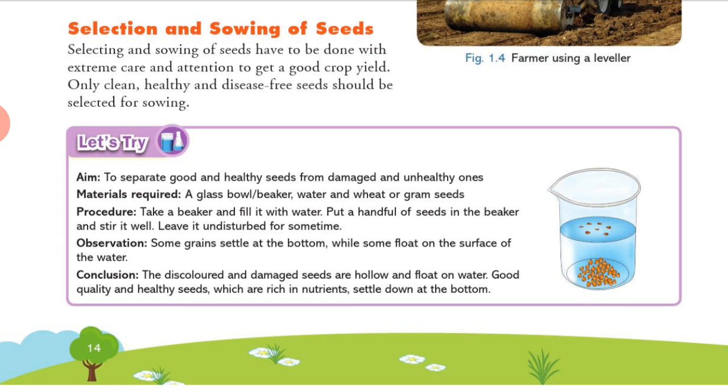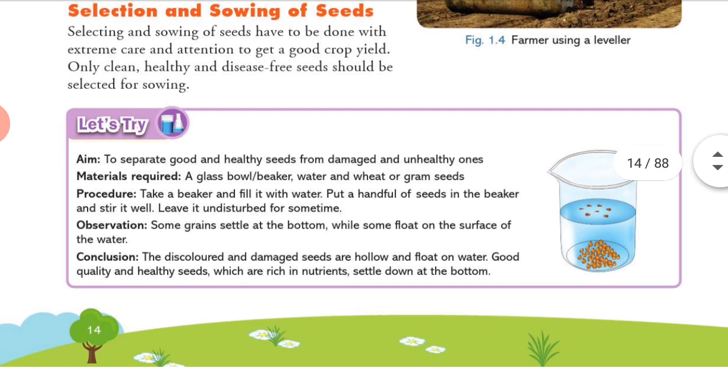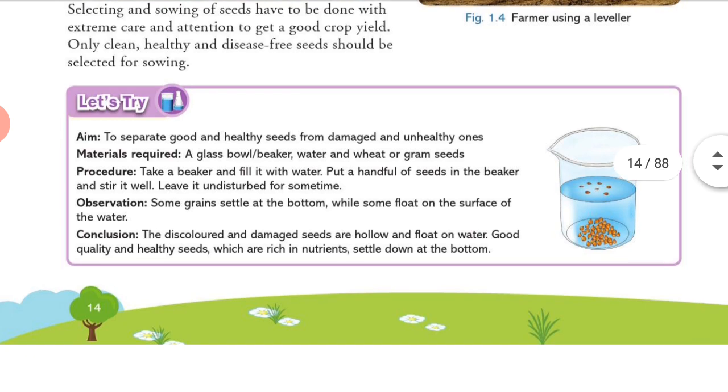Only clean, healthy and disease-free seeds should be selected for sowing. You can see in the picture also, in the activity, it is shown how to separate good and healthy seeds from the damaged and unhealthy ones. You can take one beaker, fill it with water and put some wheat or gram seeds. Healthy seeds will settle down at the bottom, and unhealthy or damaged ones will float on the surface. In this way you can remove the unhealthy seeds, and only healthy seeds will be selected for sowing further.